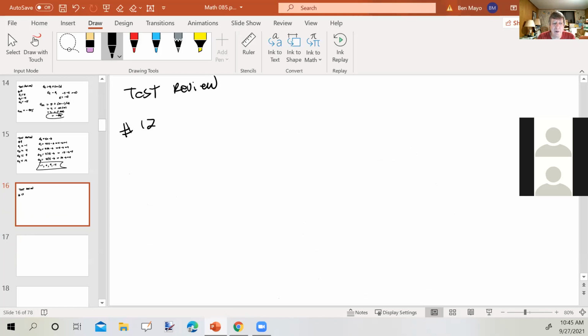Find 2 arithmetic means between 8 and 28. So a sub 1 is 8, then we've got 2 arithmetic means. So a sub 4 is 28. We're going to use the formula a sub n equals a sub 1 plus the quantity n minus 1 times d.